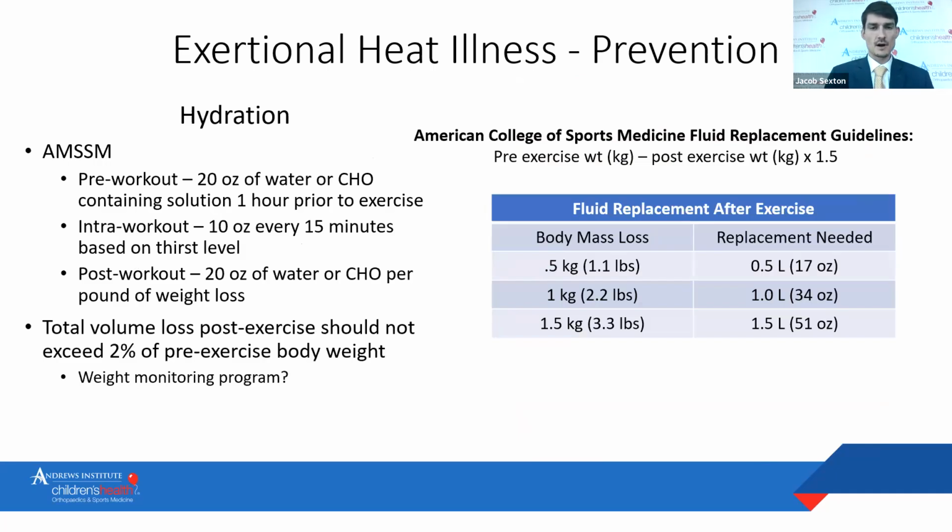So now hydration. So the American College of Sports Medicine did come out with guidelines back in 2008, I believe. This is the AMSSM recommendation during pre-workout. They recommend approximately 20 ounces of water or carbohydrate containing solutions, approximately 1 hour prior to exercise. During workouts, about 10 ounces every 15 minutes based on the thirst level. And then post-workout, approximately 20 ounces of water or carbohydrate containing solution per pound of weight loss.